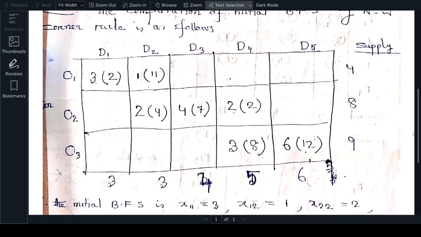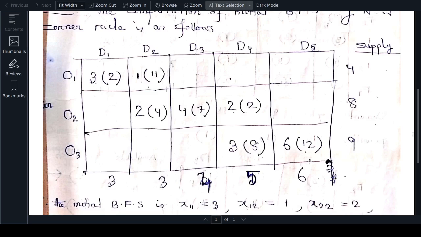Next, what do we do? Then move to the right hand cell, means cell number 1 2 in the northwest corner. If there is still any available quantity left, next we move to the right hand side. When we move to the right hand side, if some quantity is available, then we move further. Otherwise, what do we do? Otherwise, move to the down cell.